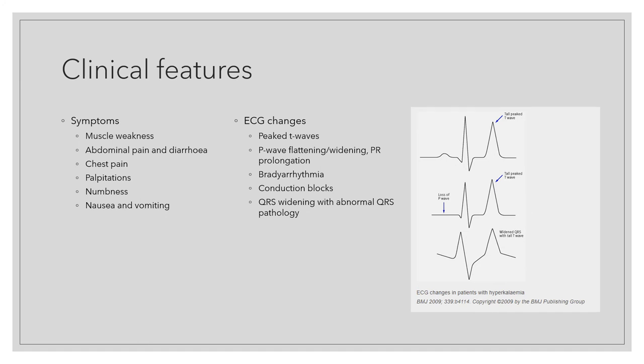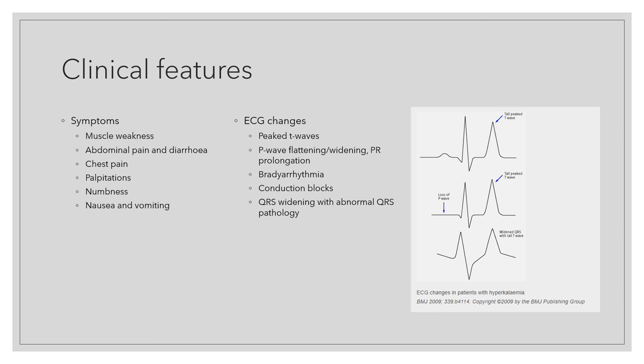So the clinical features: again, non-specific symptoms, muscle weakness, abdominal pain, diarrhea, chest pain, palpitations, numbness, nausea, and vomiting. More importantly, if a patient returns a result for hyperkalemia, you want to then do an ECG, because your ECG changes are important in determining how quickly and how aggressively you want to manage this patient. Some of the ECG changes to look for are peaked T waves, P wave flattening or widening, PR prolongation, new bradyarrhythmias, new conduction blocks, and QRS widening with abnormal QRS morphology.